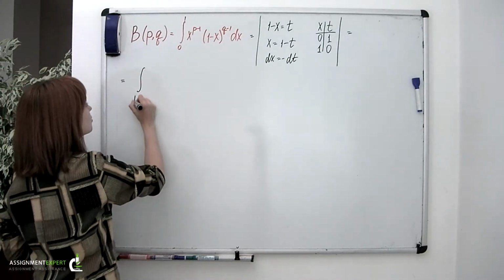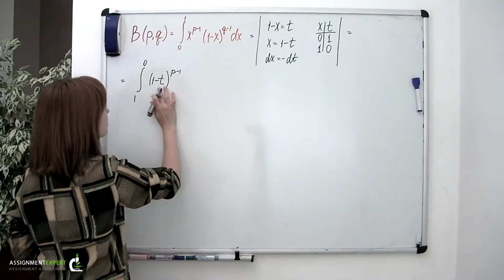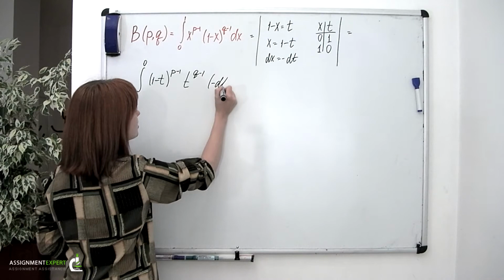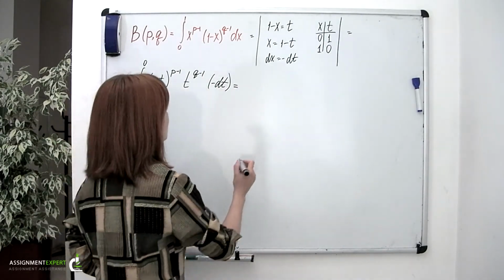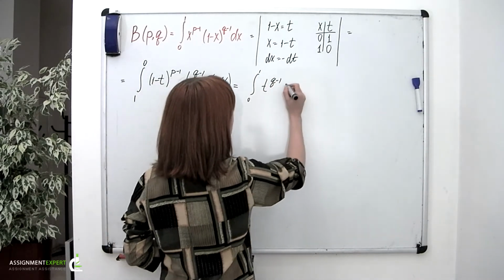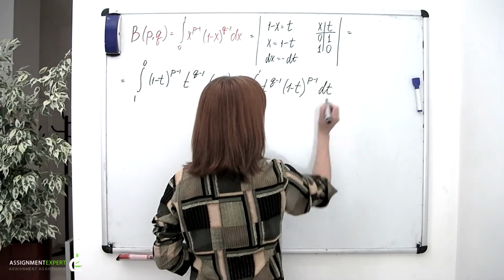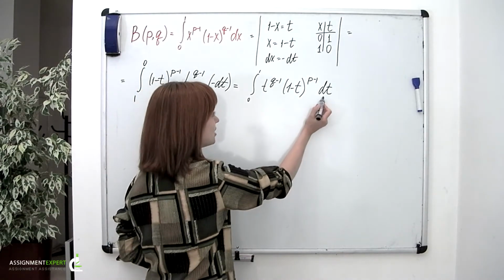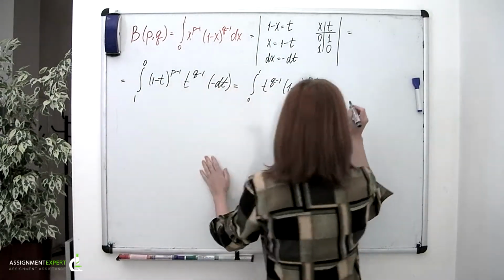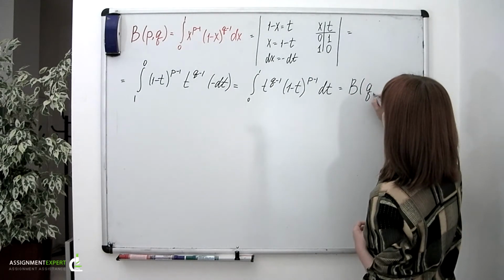And so we obtain the integral from 1 to 0 of (1 minus t) to the power of p minus 1 times t to the power of q minus 1 times negative dt, which is equal to the integral from 0 to 1 of t to the power of q minus 1 times (1 minus t) to the power of p minus 1 dt. You may notice that the minus next to dt is gone, but I've also switched the limits of integration. And what we have obtained is nothing else than beta function of q and p.